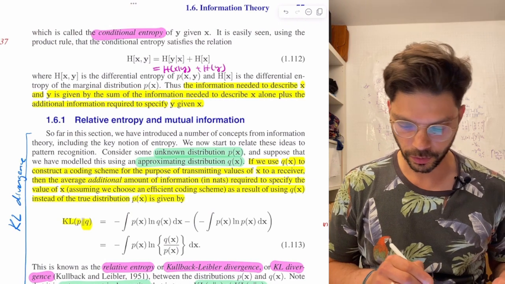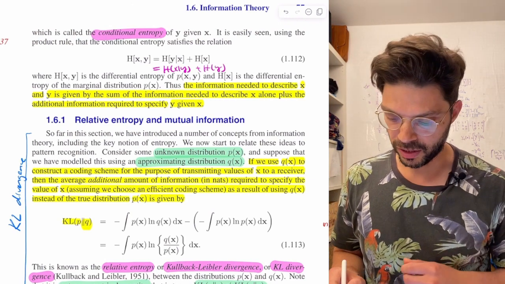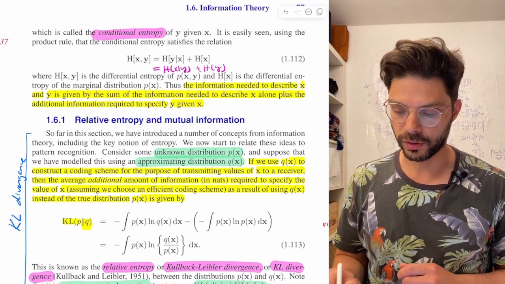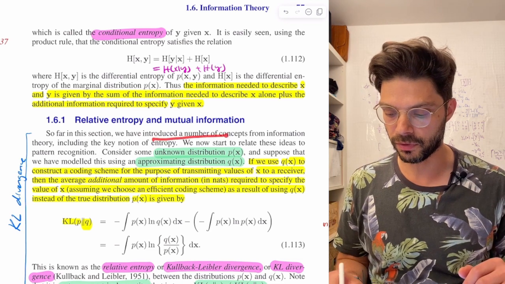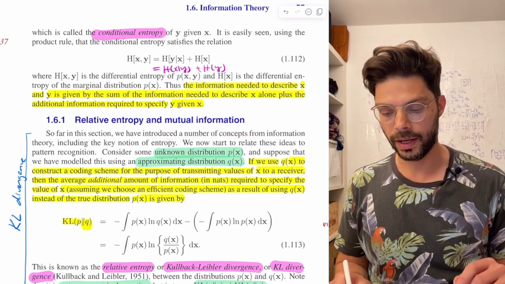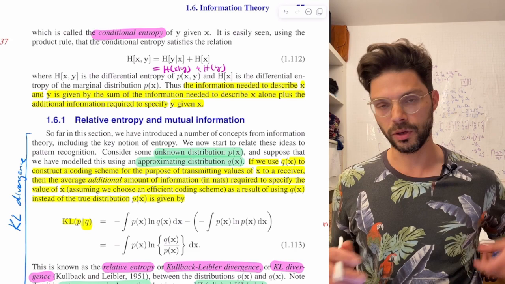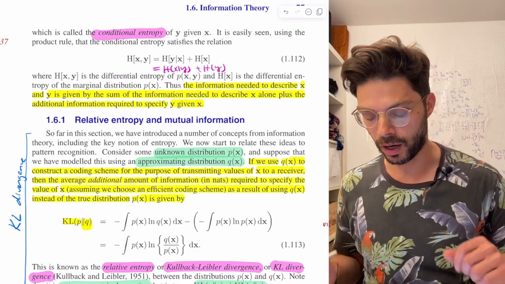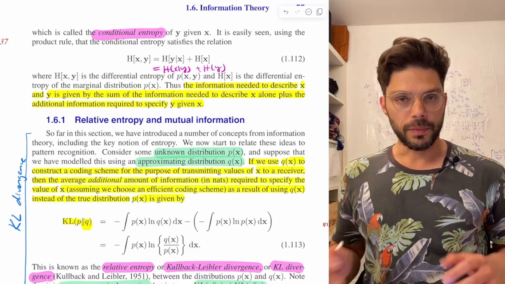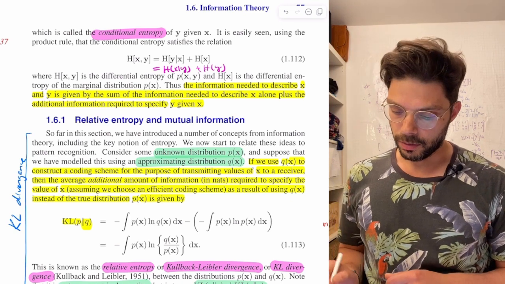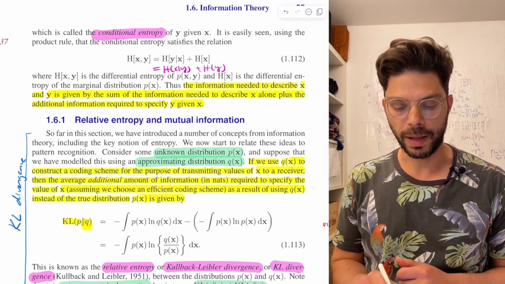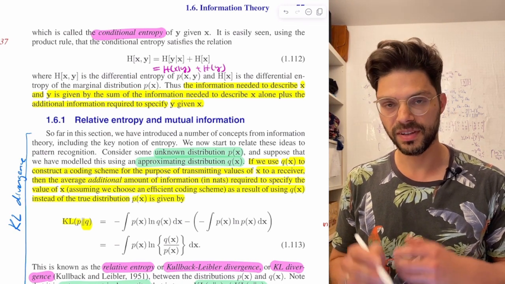Okay. So let's begin. In this section, we introduced a number of concepts from information theory and this key idea of entropy, right? Entropy was like the average surprise about the values of a random variable. So now we're going to relate these to pattern recognition. So now he says the setting we're going to be in.